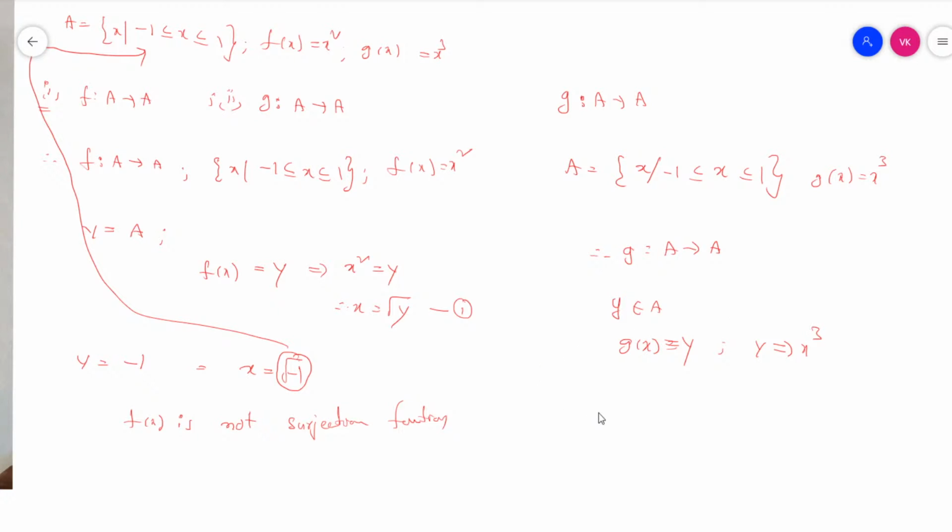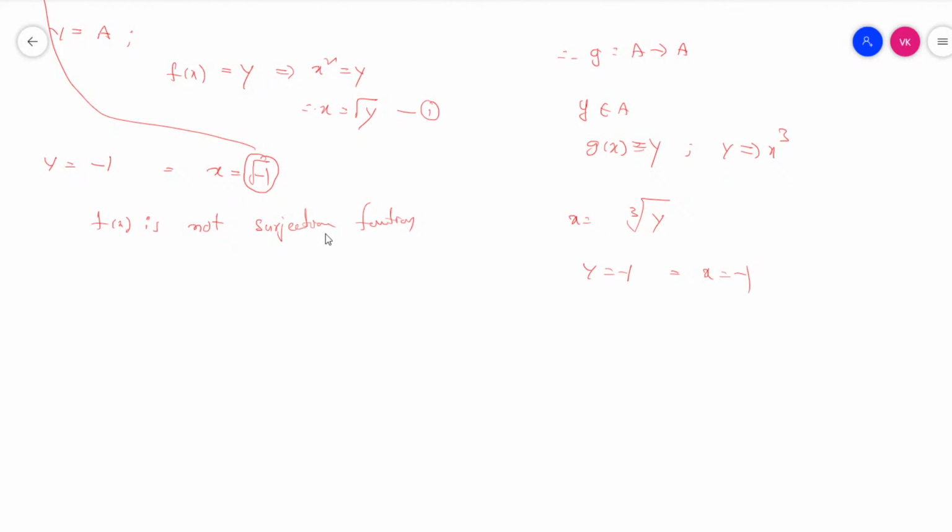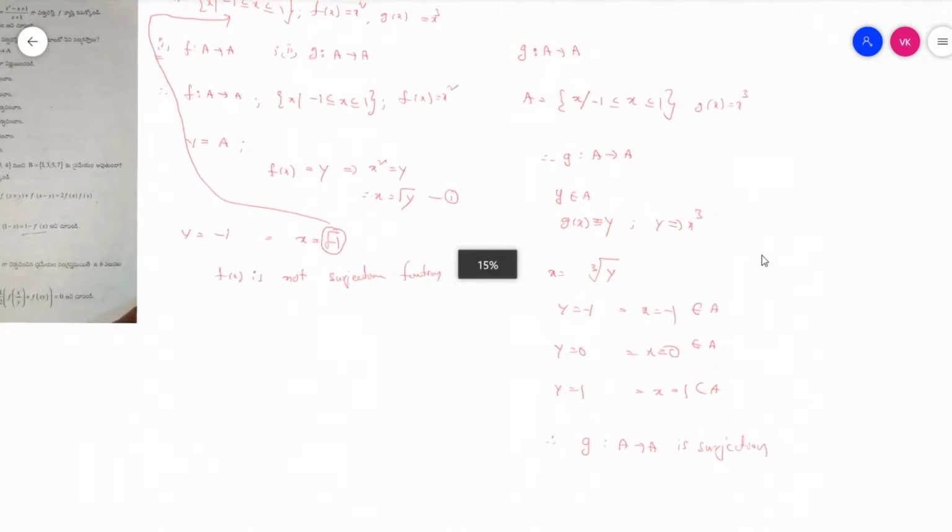Then x is equal to cube root of y. Let us take y is equal to -1, then x is equal to -1. Why? Because the cube root we can easily find. Then if y is equal to 0, x is equal to 0. If y is equal to 1, then x is equal to 1. These all belong to A. Yes, these all belong to A. Then g maps A to A is a surjection. Okay, it is a surjection function. In this way we can prove the first question.